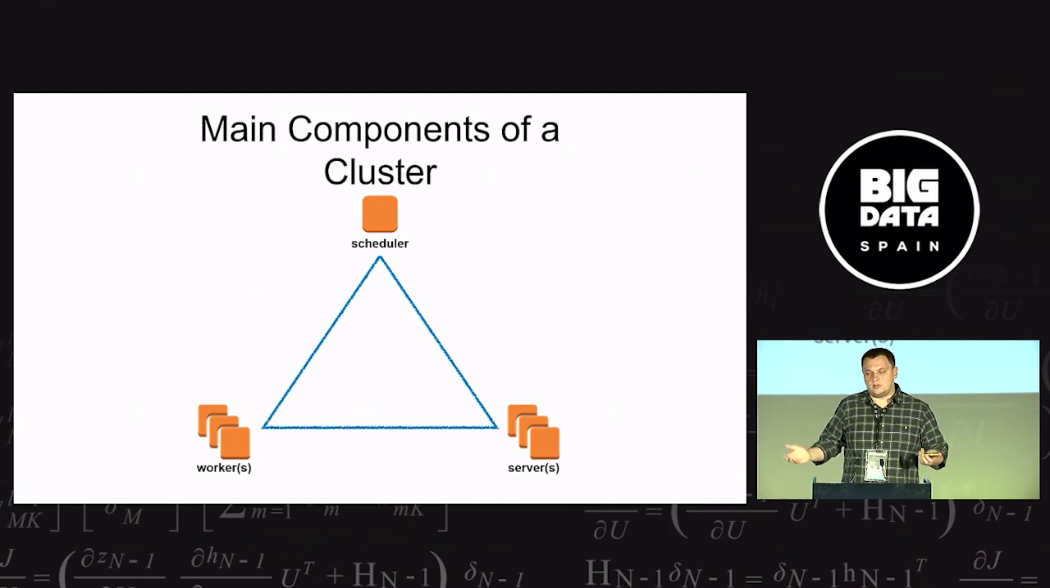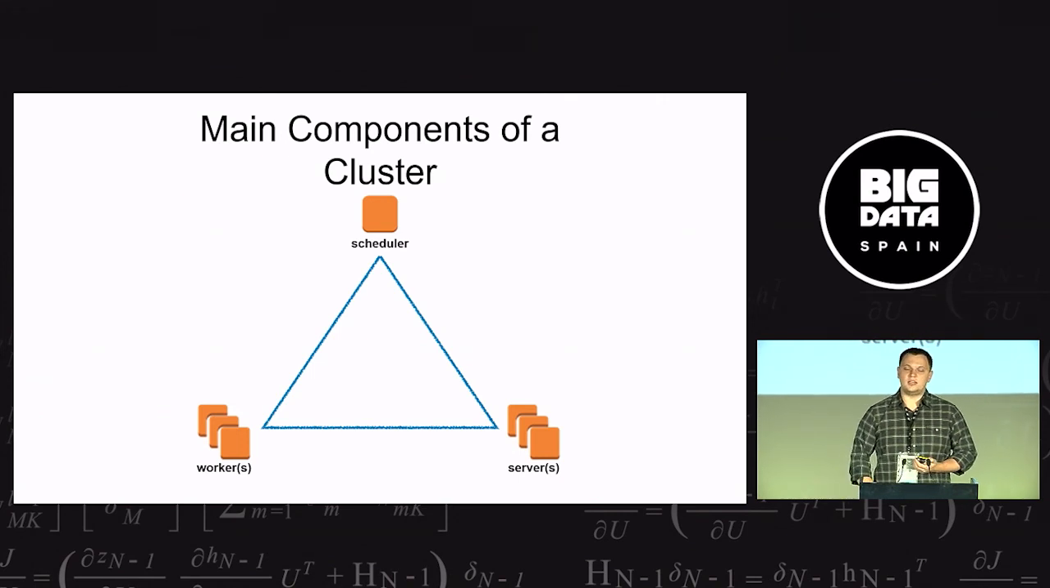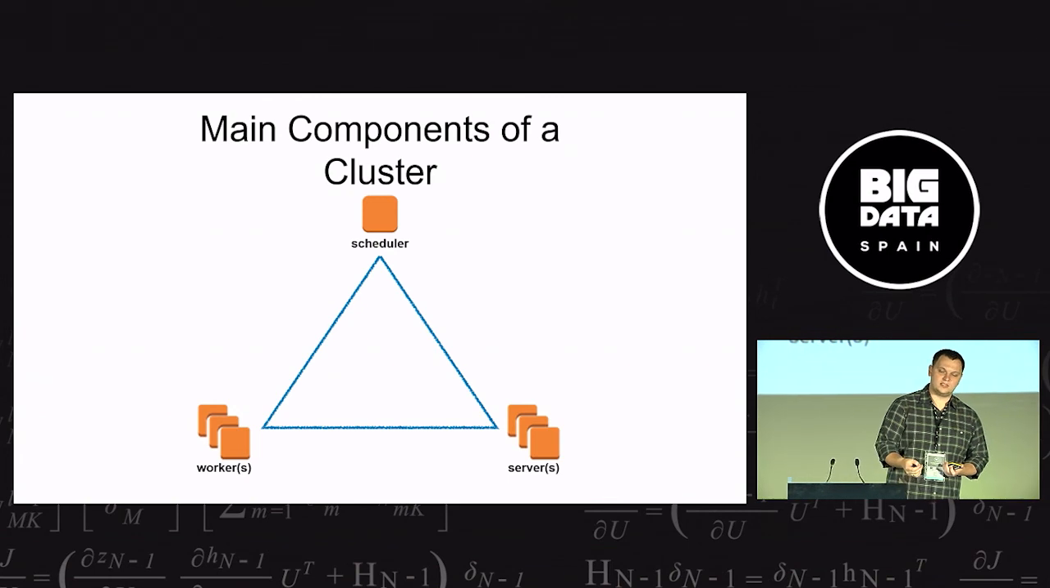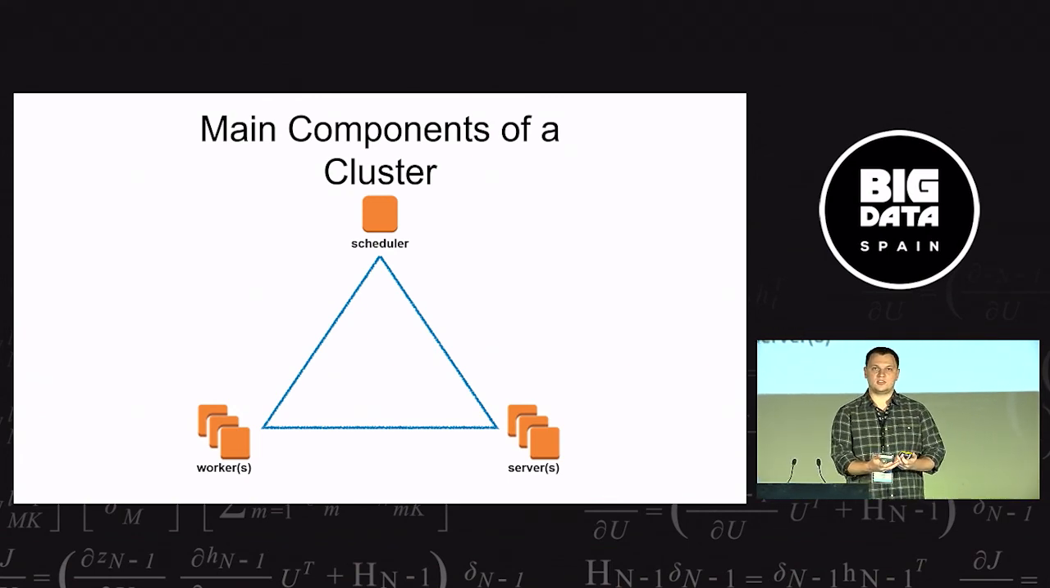Servers are the actual KV store, PS-Lite, parameter servers, and so on, and the main function of the server is to store the whole model itself. If your model is really huge, you can have more than one server, though usually in simple cases, one is more than enough.